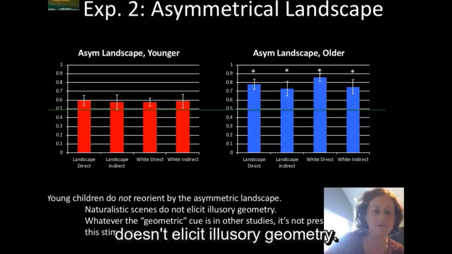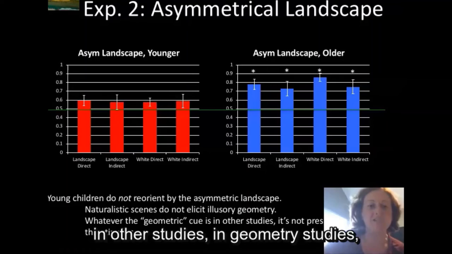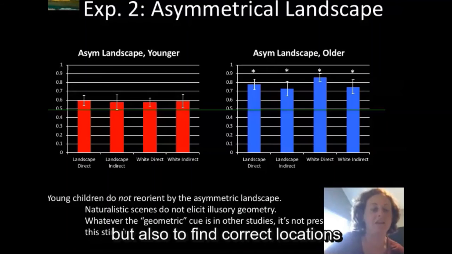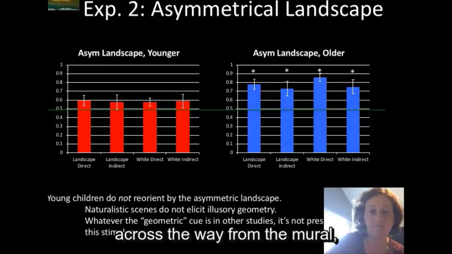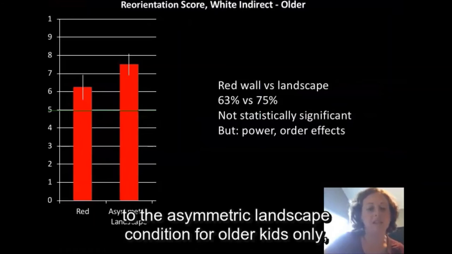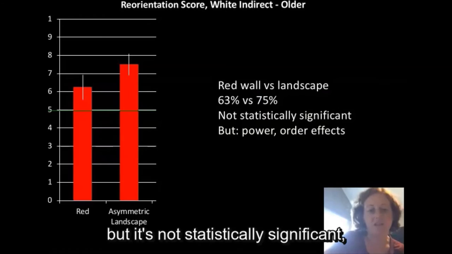So we know that whatever the geometric cue is in other studies, in geometry studies, it's not present in this stimulus. Older children, however, really use this wall not just to find the location to the left or the right of the mural, but also to find correct locations to the left and the right of the white wall across the way from the mural. We're going to be focusing, as I mentioned, on this white indirect score, whether they distinguish between the two white corners correctly. When we compare the red wall condition to the asymmetric landscape condition for older kids only, it's numerically different, but it's not statistically significant. But we have order effects, we have fairly low power.